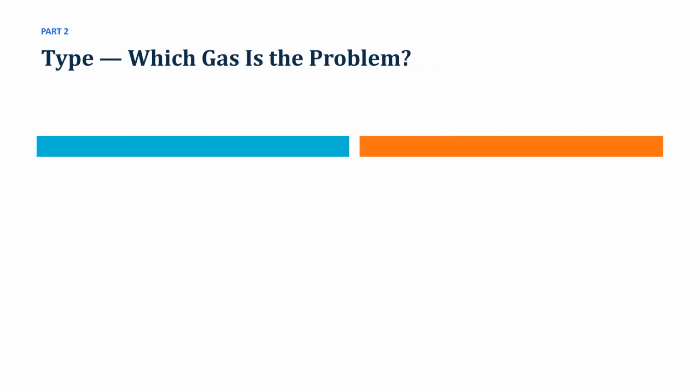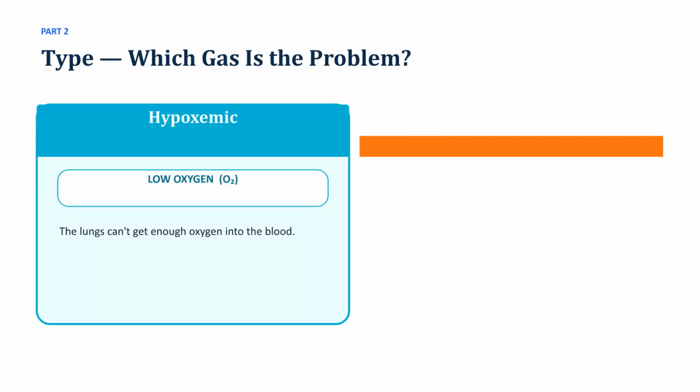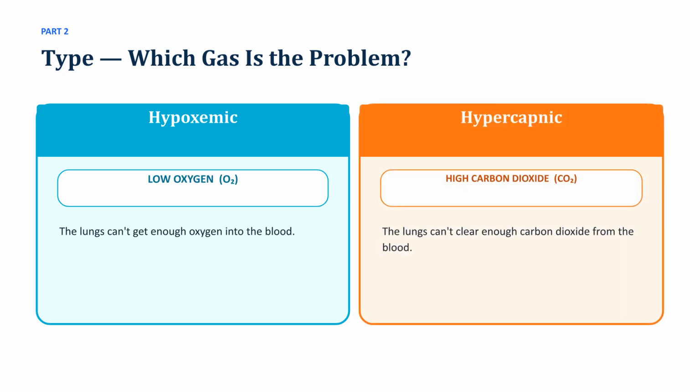Next is the type, which identifies the gas causing the problem. Hypoxemic respiratory failure means the lungs cannot get enough oxygen into the blood. Hypercapnic respiratory failure means the lungs cannot clear enough carbon dioxide. Some patients may experience both, but you should always document at least one.